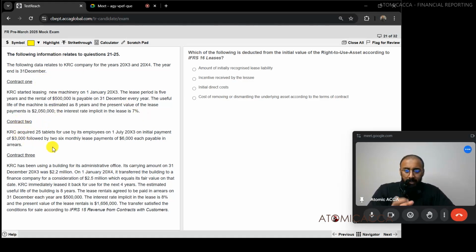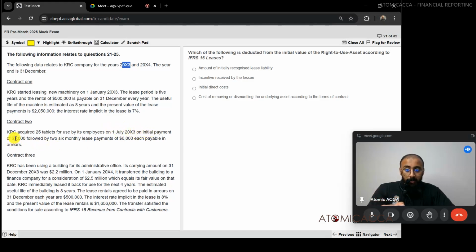Contract 2. KRC acquired 25 tablets for use by its employees on 1st July x3. Now, a tablet is a low value asset, so we probably have to apply the IFRS 16 exemption rule. That is, you have to treat it like a normal rental expense. So they took it on 1st July x3. What is your year ending? 31st December x3 and x4. Okay.